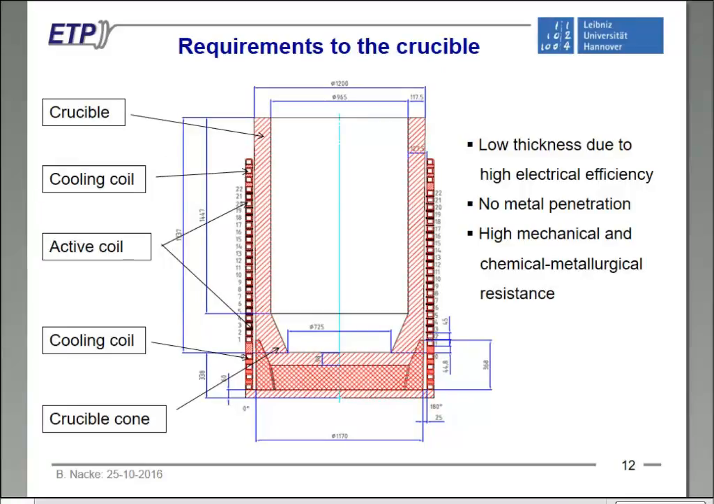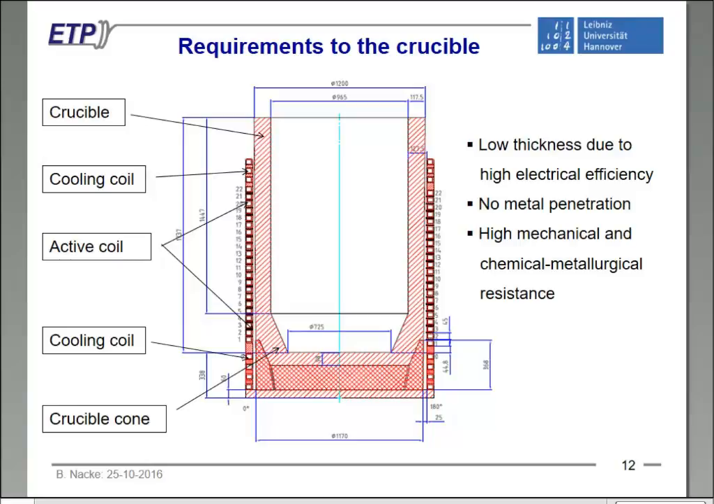So now looking at the same figure, but now looking at the crucible lining, there are the typical requirements for the lining of a crucible furnace. One requirement is that the thickness should be as small as possible in order to realize a high electrical efficiency. So from an electrical point of view, we should decrease the thickness of the lining here, because after my experience, each 10 millimeter less thickness, we have an increase of the efficiency of 1%.